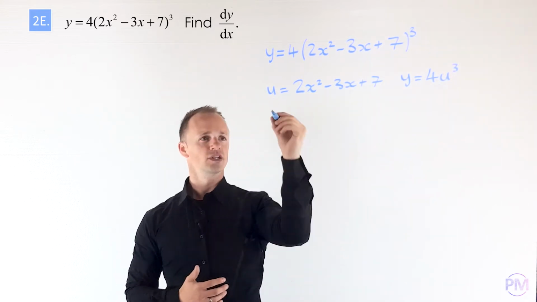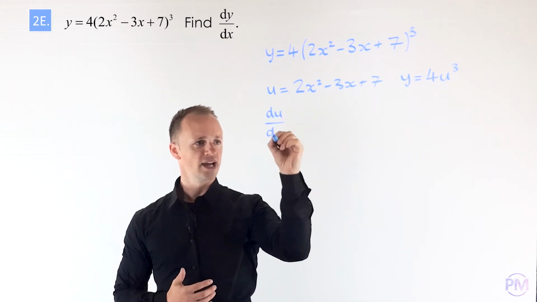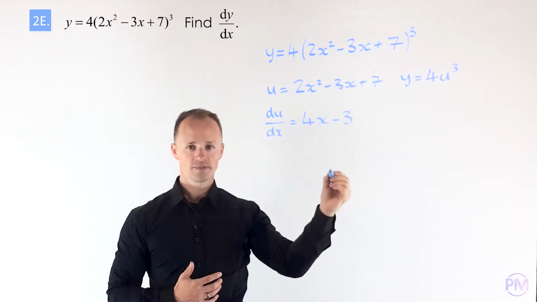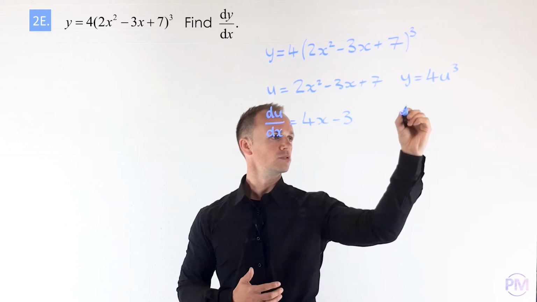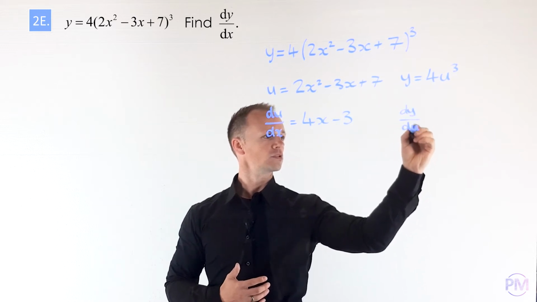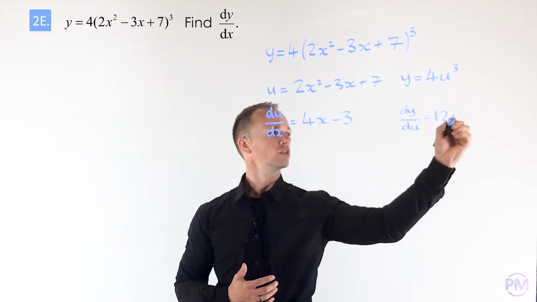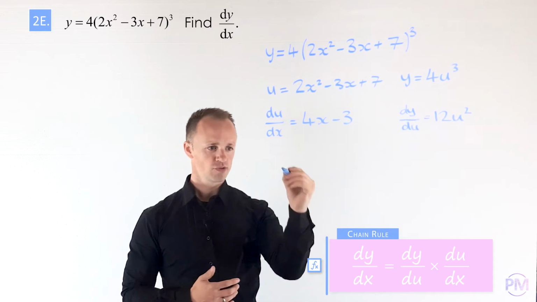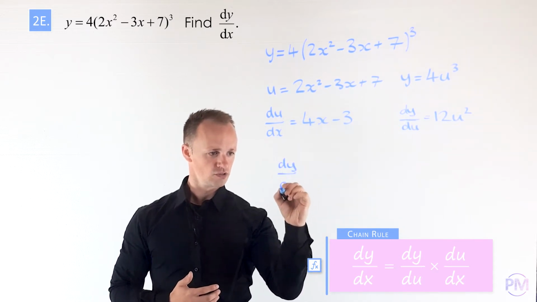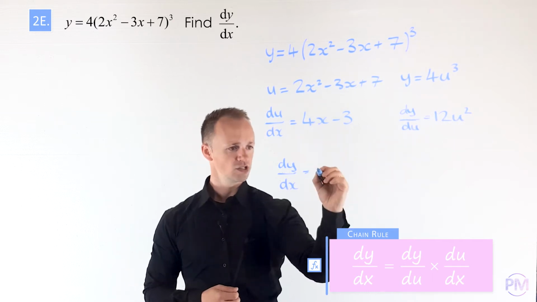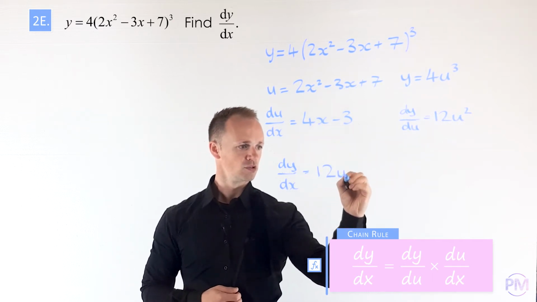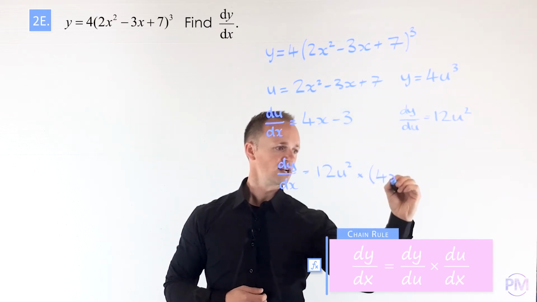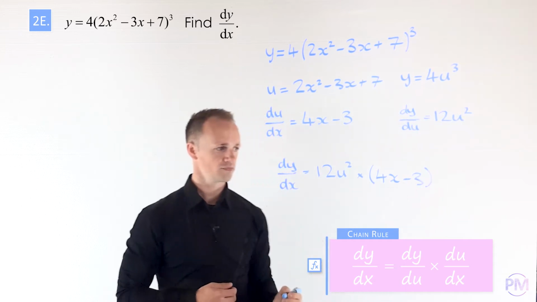So differentiating both of these, du by dx is going to be 4x minus 3, and then dy by du is going to be 12u squared. Now we can combine these two using the chain rule. We get dy dx is equal to dy du, 12u squared, multiplied by, in a bracket, because we're multiplying by all of it, 4x minus 3.